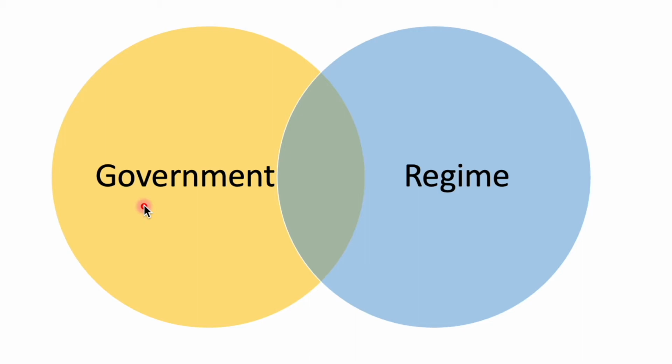For example, the United States has a democratic regime and has had that since it was founded, when the rules of this system were laid down in the Constitution, but the government of the United States will change usually every 4 to 8 years.